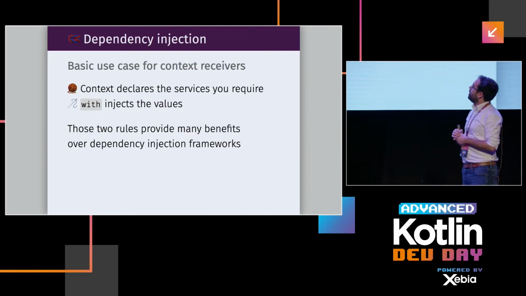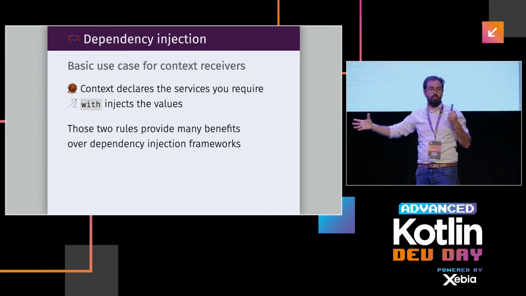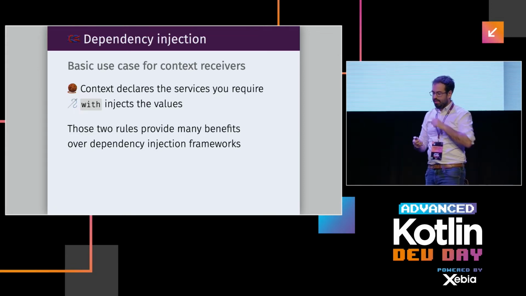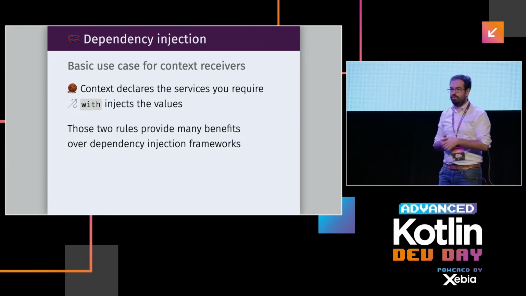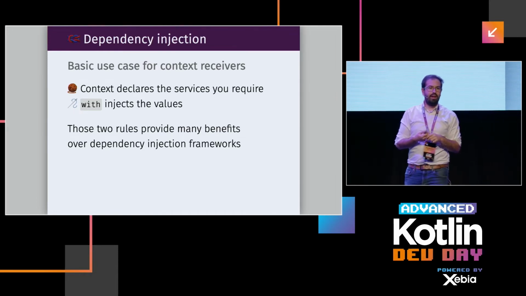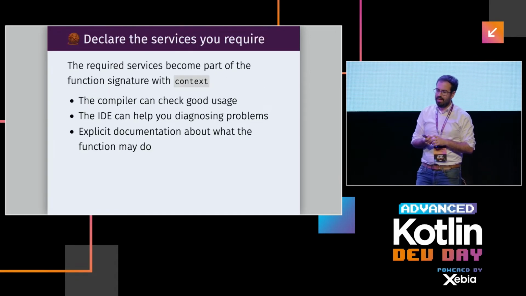Then we can play a bit with these two basic rules. So the context declares all the services you require, and with allows you to inject the values. So just by following these two rules, you can do everything dependency injection can do, but in a nicer, more type safe way, and I would say better somehow.